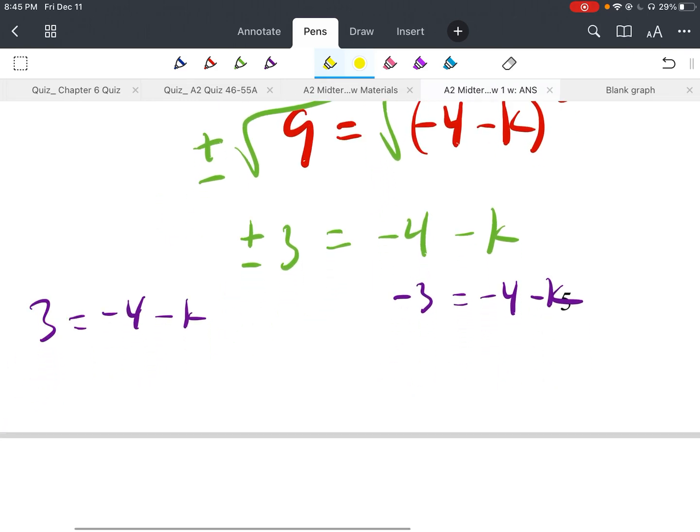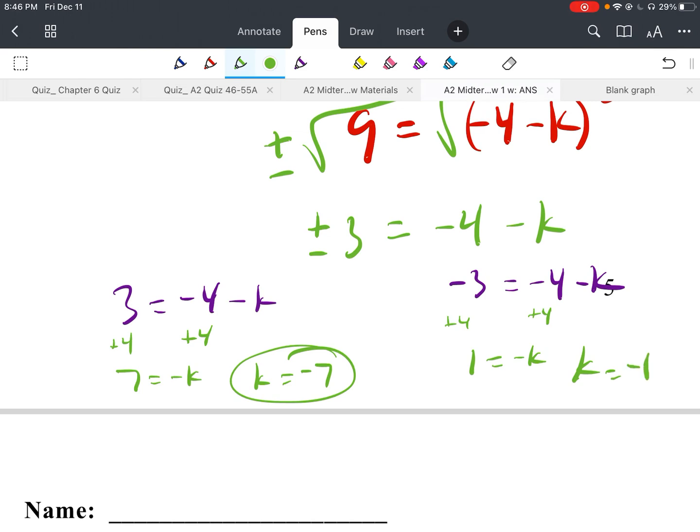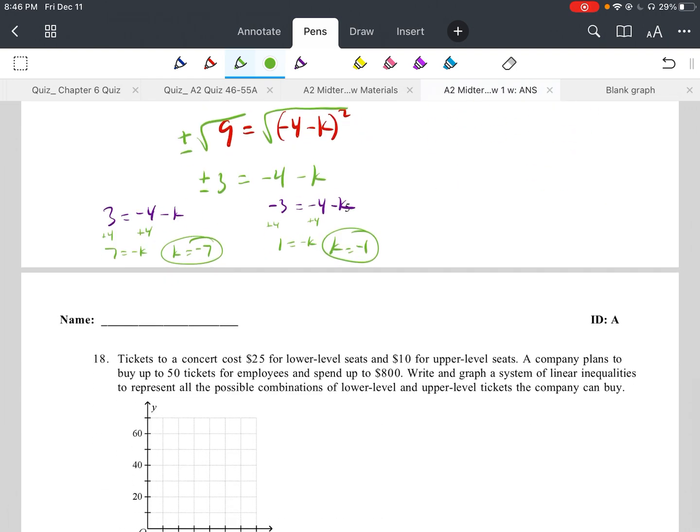Now, the last step is to say because it's plus or minus, split it into two cases. Might have been plus, might have been minus. Do two different problems here. I'll add 4. Make it 7 equals negative k, so k would just be negative 7. And then the other option is add 4, and I get 1 equals negative k, so k equals negative 1. So there's the two options. It makes sense that there'd be two options because one point's here, and you could have it be 5 away. If you didn't know the x value, it could also be this x value and also be 5 away. So there's two options there.